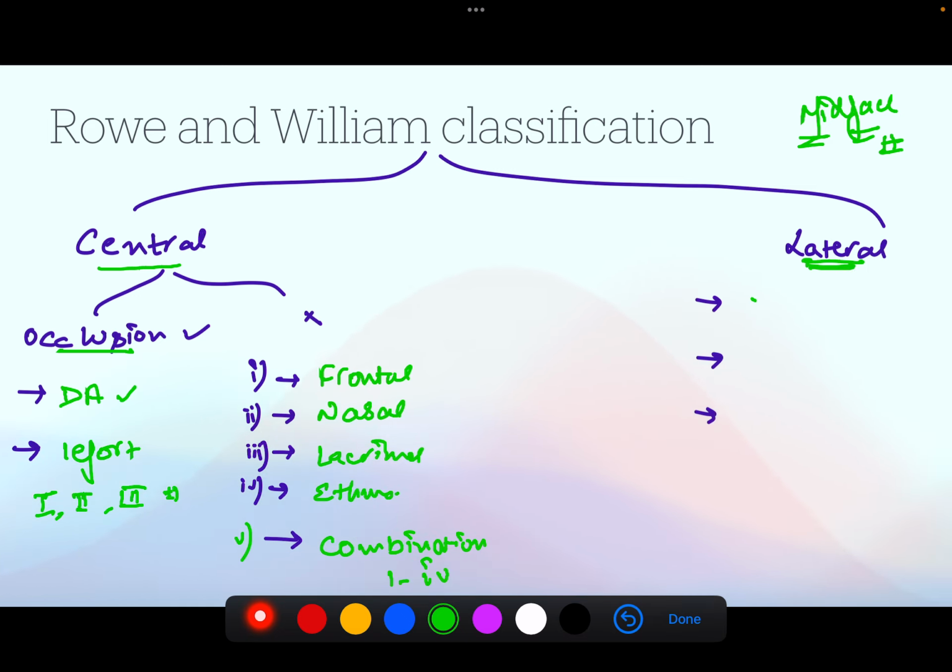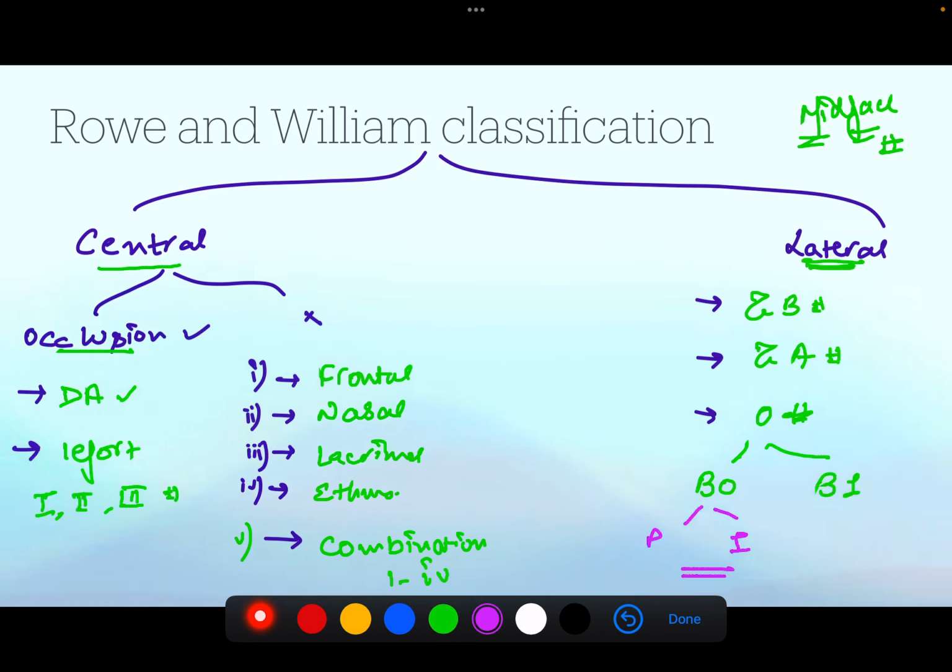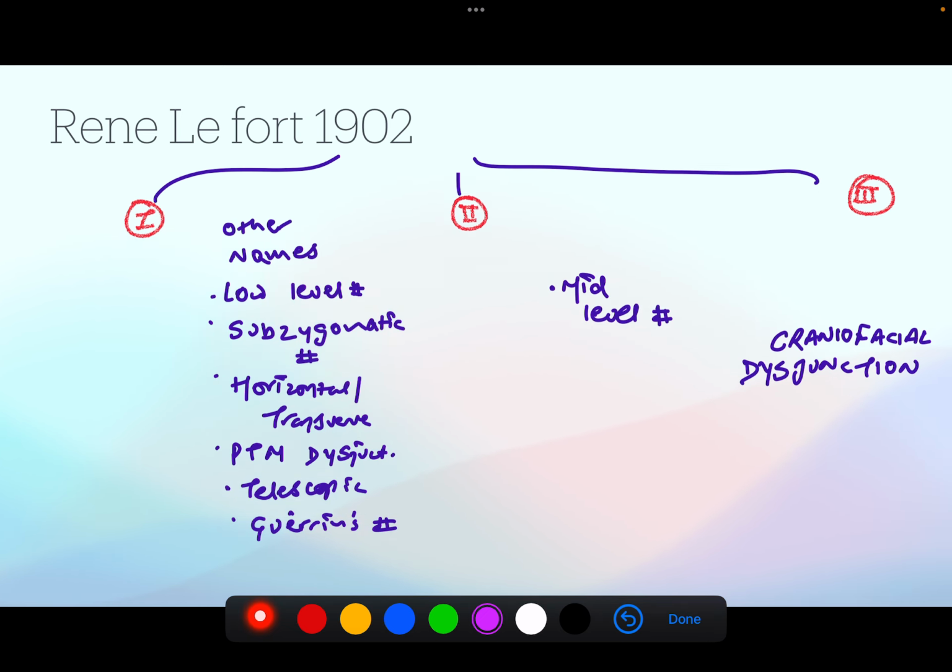Also, they classified the lateral for the zygomatic bone fracture, zygomatic arch fracture, and orbital fracture. For orbital, they classified it as blowout fracture or blow-in fracture. Also, for the blowout fracture, it could be pure or impure, which is already described well in my orbital fracture video. Now coming to the René Le Fort classification.